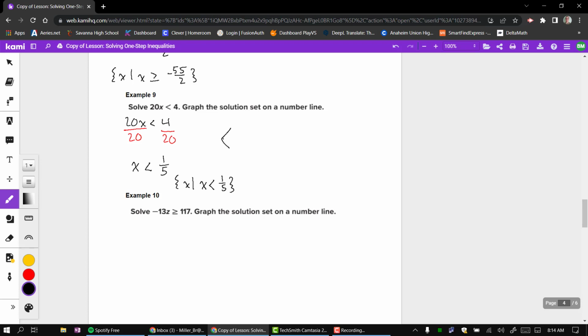Let's build our number line. So we have -2, -1, 0, 1, 2. We want 1/5, which is about right here. This is just less than, so it's going to be an open circle, and we're going to shade everything to the left.